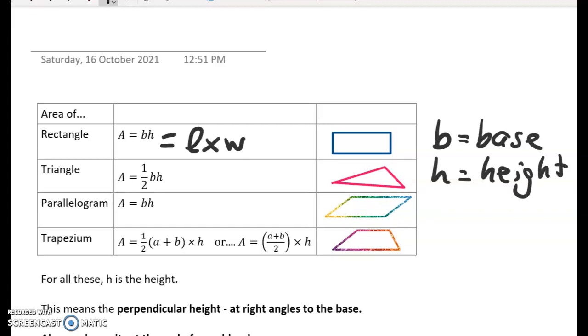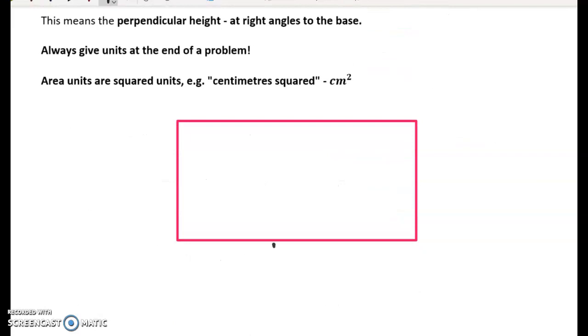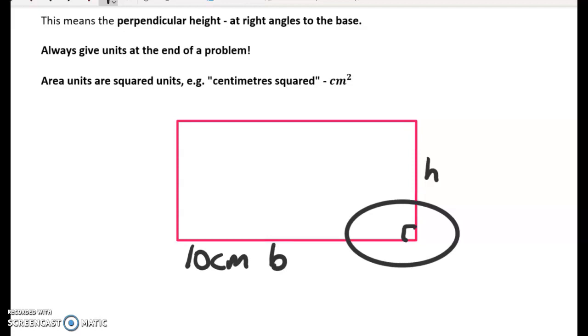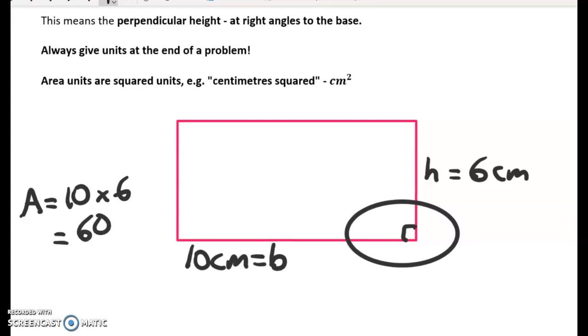So for a rectangle, we just take the base and the height and we times them together. So the base is here and the height is here. And we can see that the height is forming a right angle with the base. Okay, so that's important. We'll go on to some examples shortly. Oh no, actually I'll do an example now. So suppose the base is 10 centimetres and the height is 6 centimetres. Then the area is equal to 10 times 6, which is 60. And my units will be centimetres squared. So we just write the units in at the end, but it's really important we remember to do that.